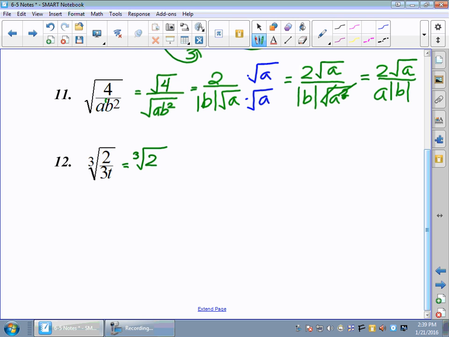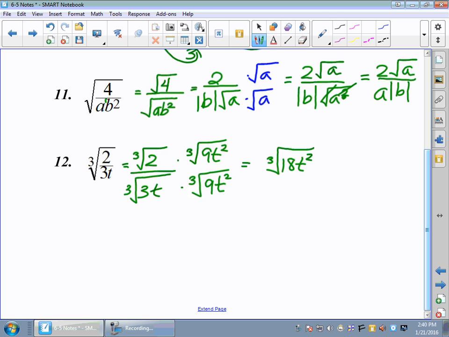So we separated cube root of 2 over the cube root of 3t. To make that a perfect cube on the bottom, I need to multiply by a cube root of 3 times 3, which is 9. I have one 3, I need 2 more, so I'm going to multiply by 3 squared. And to make t a perfect cube, I have one t, so I need 2 more. So I multiply top and bottom by cube root of 9t squared. And when you do that, the cube root of 2 times the cube root of 9t squared becomes cube root of 18t squared over the cube root of 27t cubed.